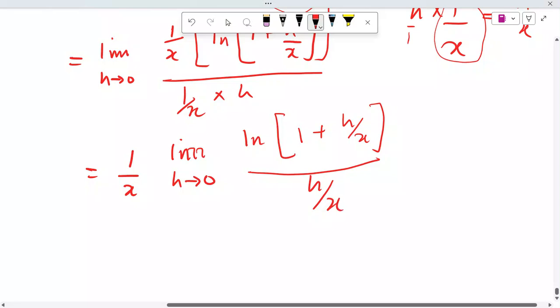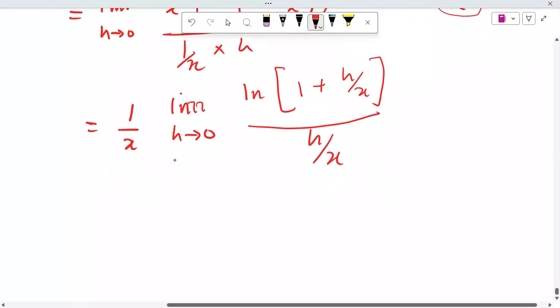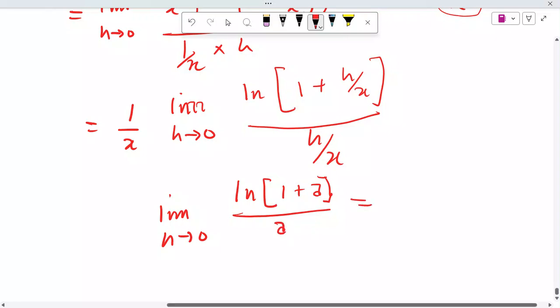So this is what we were looking for, because we wanted to employ this identity: the limit as h approaches 0, if you have natural log of 1 plus a, over a, the answer is what? 1. So no wonder we were trying to make this denominator the same as this part here. So these are standard identities which you guys have to know. You just have to know it.